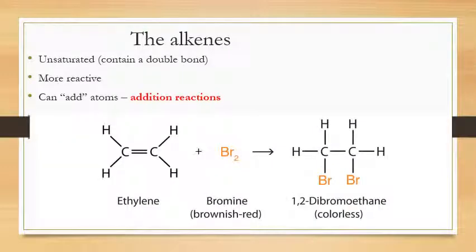Okay, so as I discussed, alkenes are unsaturated, they contain a double bond, and they're slightly more reactive due to the fact they have this electron-rich double bond. They can now not only undergo substitution reactions, they can also undergo reactions known as addition reactions. Alkenes can also undergo combustion reactions like alkanes, forming carbon dioxide and water.